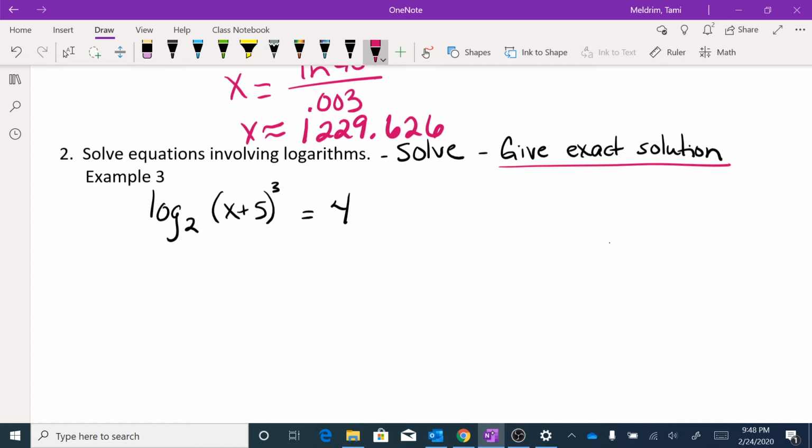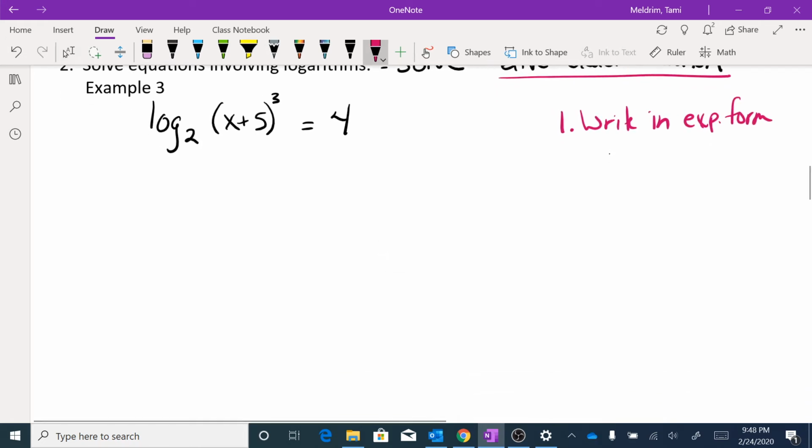So this has one log. All the other problems, when we've had one log on one side, we will just write it in exponential form. When I write this in exponential form, it is 2 to the 4th power equals the x plus 5 quantity cubed. So now I have it in exponential form. All I need to do now is solve for x.